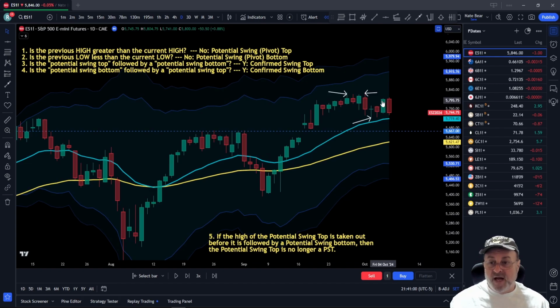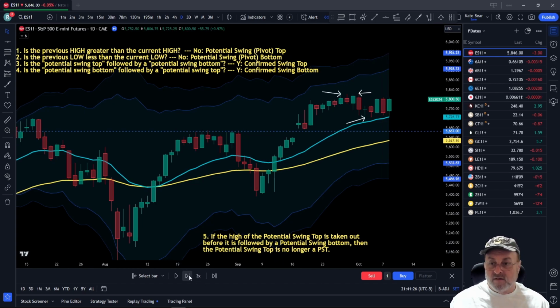Okay, we just made a higher high than this one, so this is no longer a potential swing top. We've also made a lower low than this one, so this is not only a potential swing top, it's also a potential swing bottom. Remember why? It's an outside bar, just like this bar right here. So let's see what it ends up becoming.